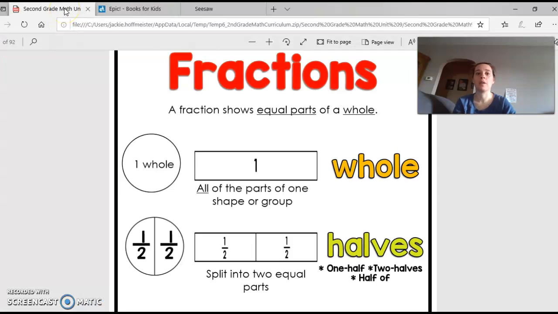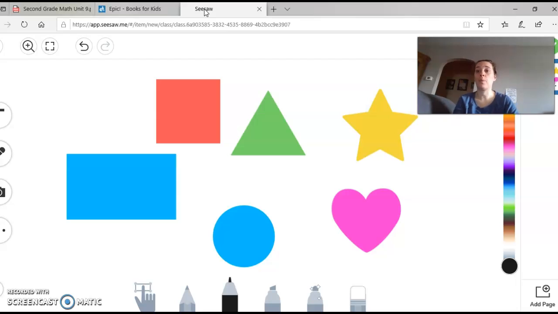Good job. Okay, so now what we're going to do is we're going to do a little bit of cutting shapes in half. So we are going to talk about how we could cut a circle in half. This circle right down here, okay? He is one whole. I'm going to cut it right down the middle into half. Here's 1/2 and here's 1/2. Okay, right down the middle.